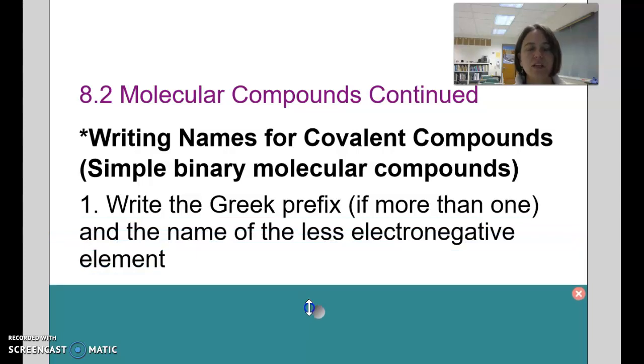So first step, please write this down. You write the Greek prefix if there's more than one, and then you write the name of the less electronegative element, often the one that's more towards the left. So that's probably pointing this way for you.